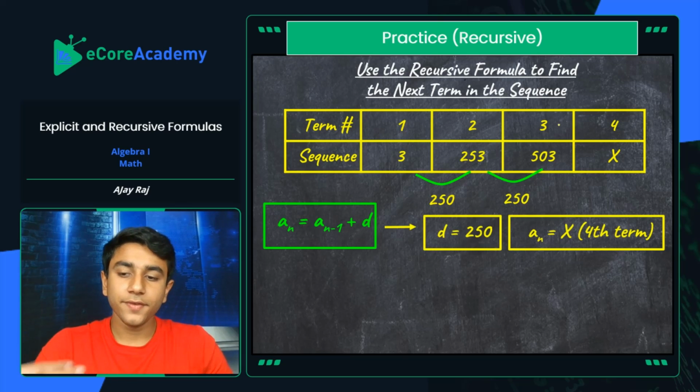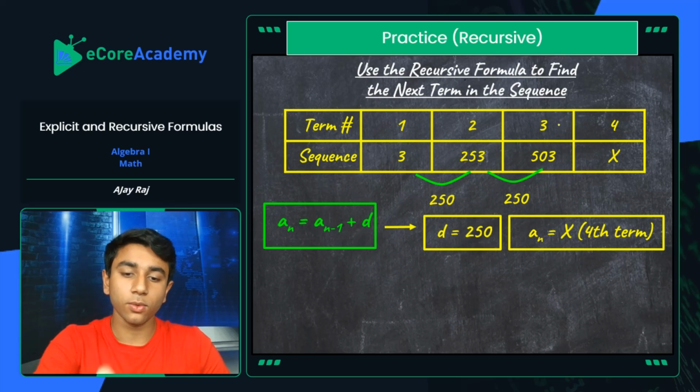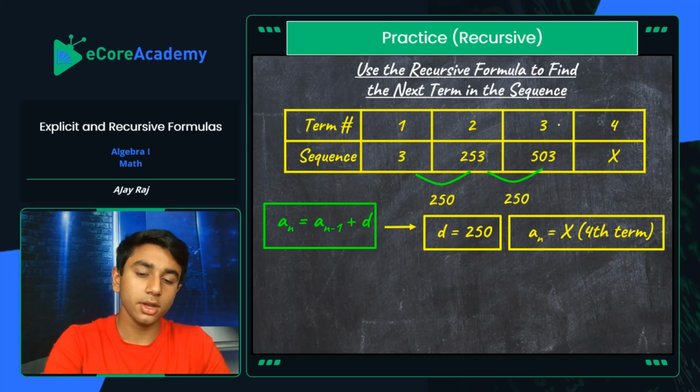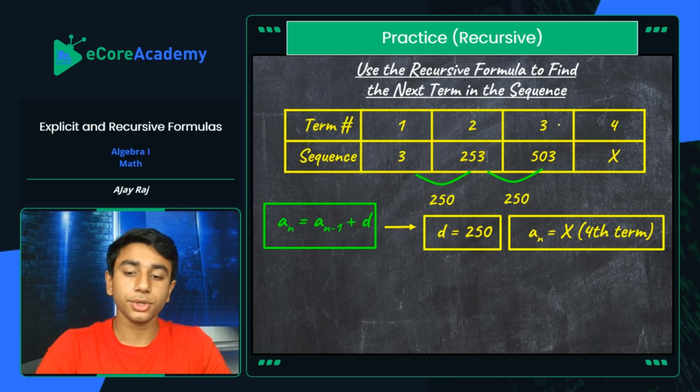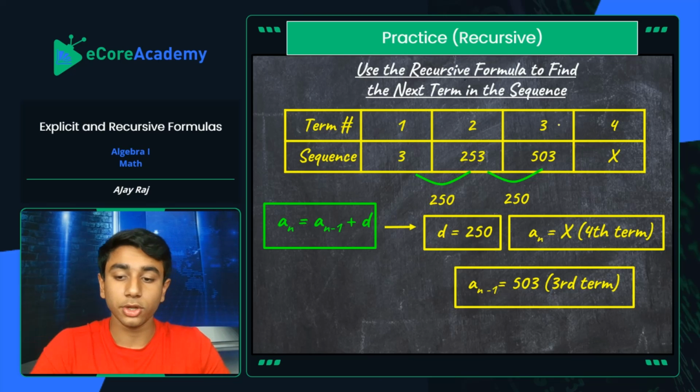And of course, since a of n is our fourth term, it's going to be a of 4. Since it's our fourth term, n is substituting for that term number. We're just going to subtract 4 minus 1 as a of n minus 1. So 4 minus 1 would be 3. So now we're looking for a of 3, our third term. And we know that our a of n minus 1, or our a of 3, our third term, is going to be 503. So that's the previous term to what we're looking for.